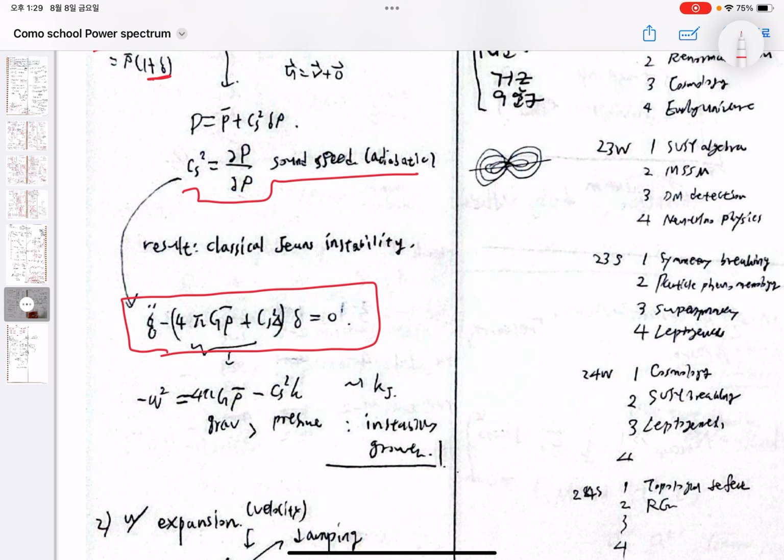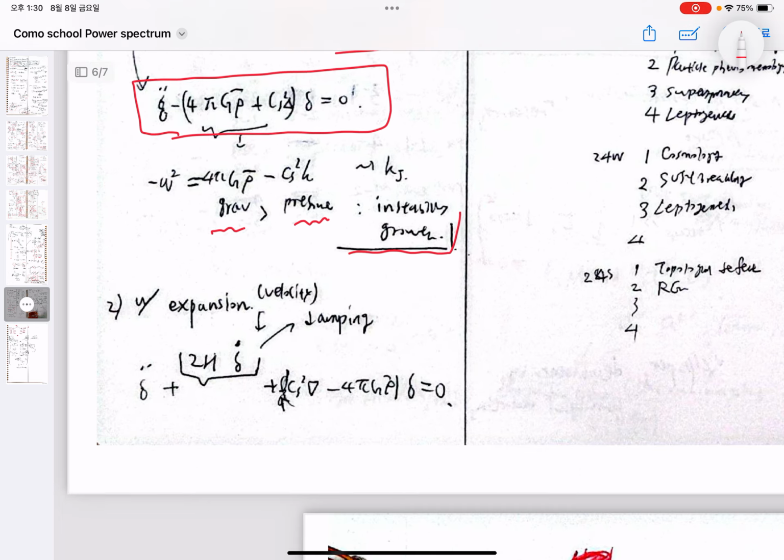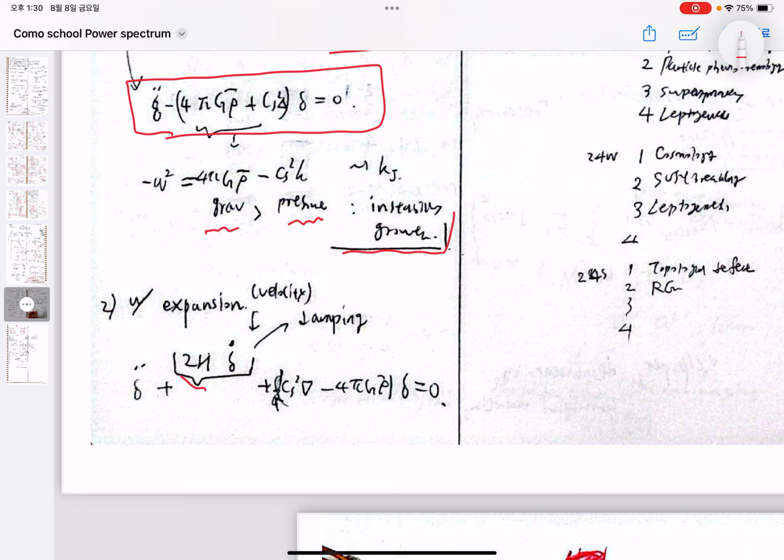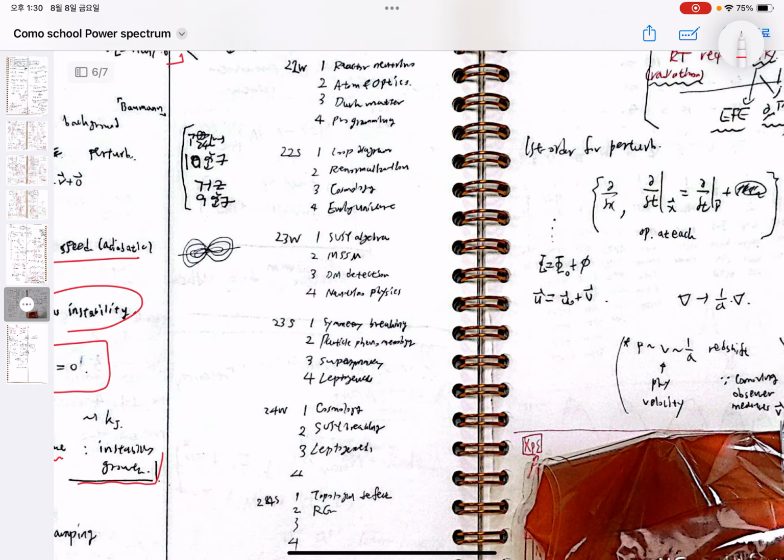And the frequencies can be negative or positive depending on the comparison between the gravitational and the pressure factor. If the gravity factor becomes larger, the Jeans instability appears. This is a classical result. And if we insert the expansion, then there is a damping term from the Hubble friction, and the gradient includes a scale factor.